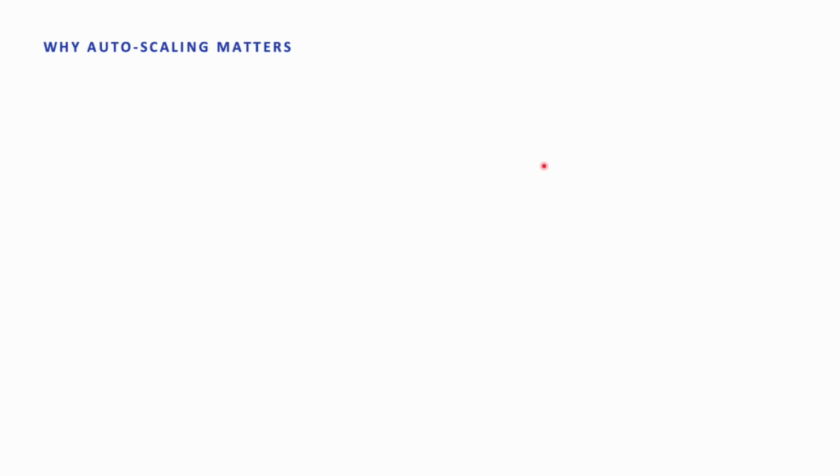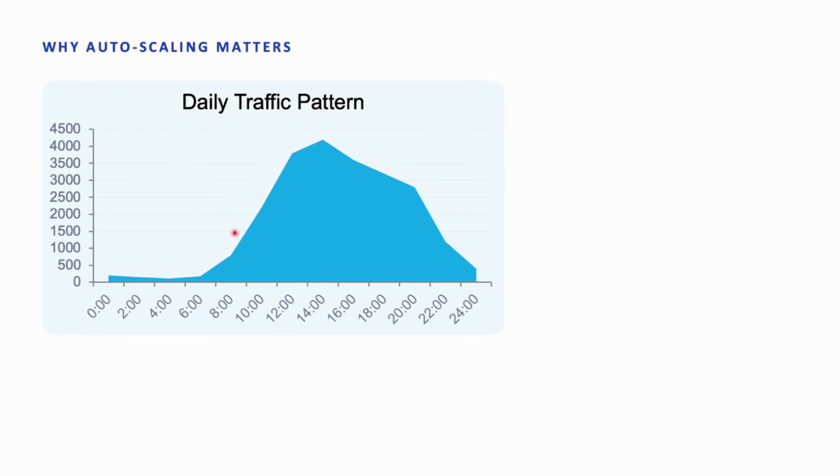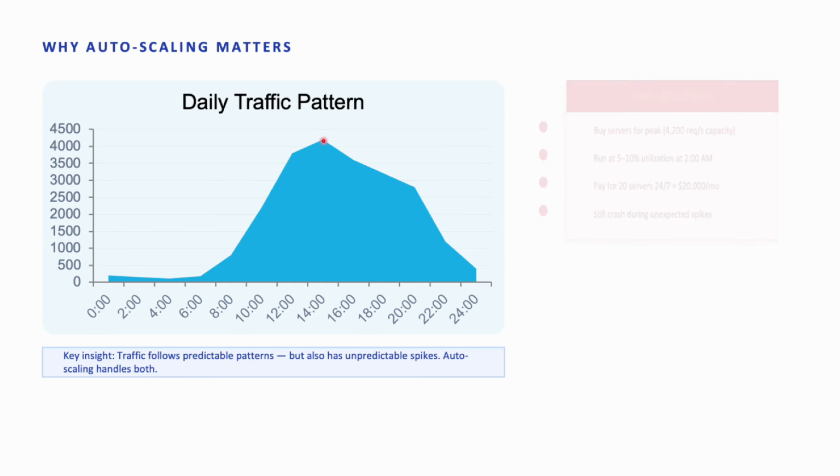Dear students, let me make the business case for auto scaling crystal clear. Look at the traffic chart over here. This is a real pattern you see in most web applications. At 2 a.m., we have only 200 requests per second. At 2 p.m. we have 4,200 requests per second. Since 2 p.m. is peak work hours, you have an increased number of requests per second, and that's a huge difference. That's almost 20:1.